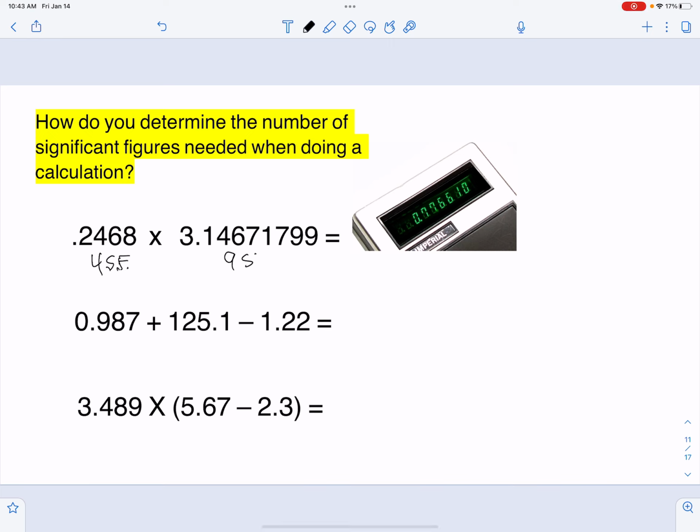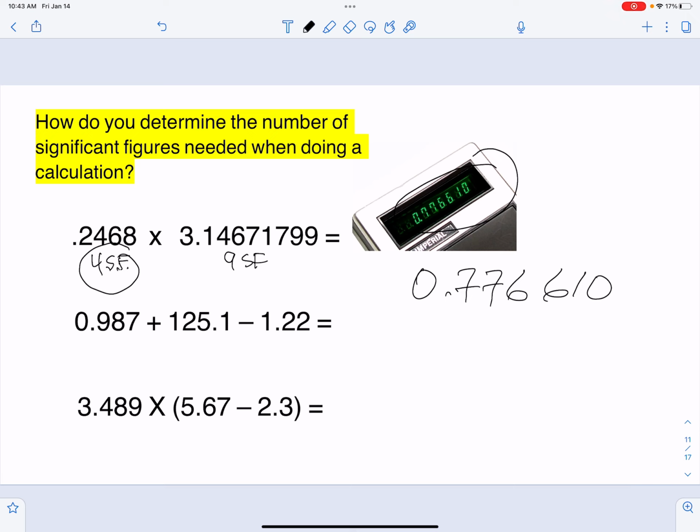9 significant figures. And this is our answer, 0.776610. So the more significant figures you have, the better your measured number is. So we're going to stick to the one with the least precision, the one with the least amount of significant figures. So my answer is going to have to be 4 significant figures. 1, 2, 3, 4. So we're going to cut it right there.